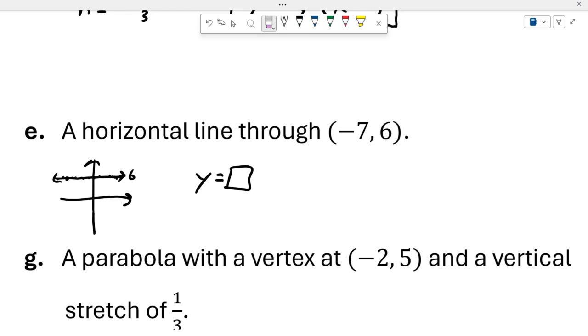So all horizontal lines look like that. And in this case, because it passes through negative 7, 6, that's the y value. And so it's just y equals 6. That is the equation of that line, y equals 6. There's no x at all, because with a horizontal line, x is kind of irrelevant. It doesn't matter what x is. You just get a 6 for your y value. So for E, your equation is y equals 6.